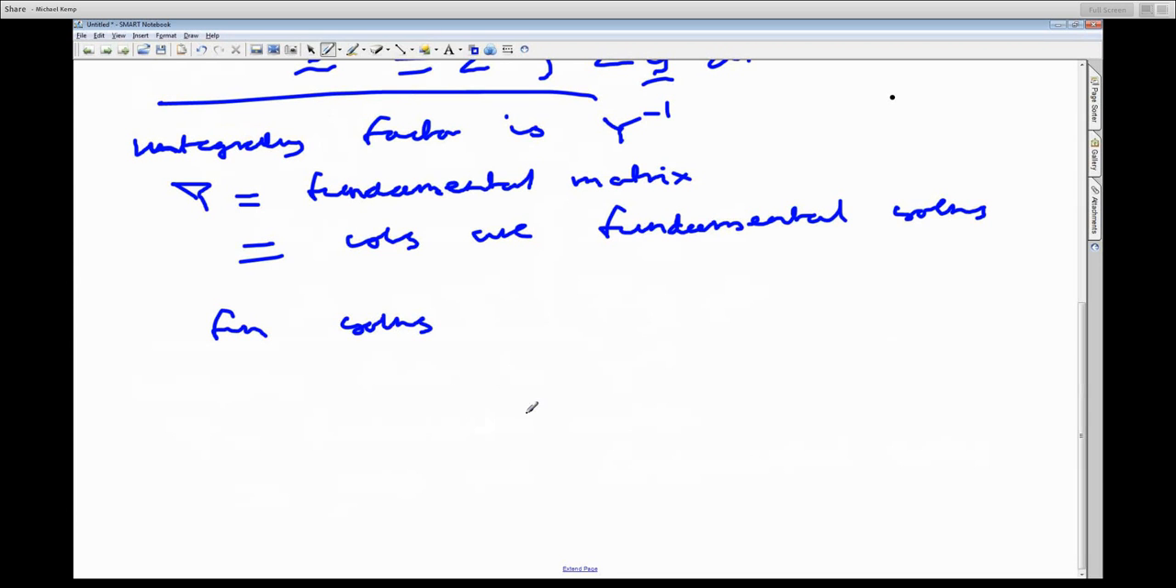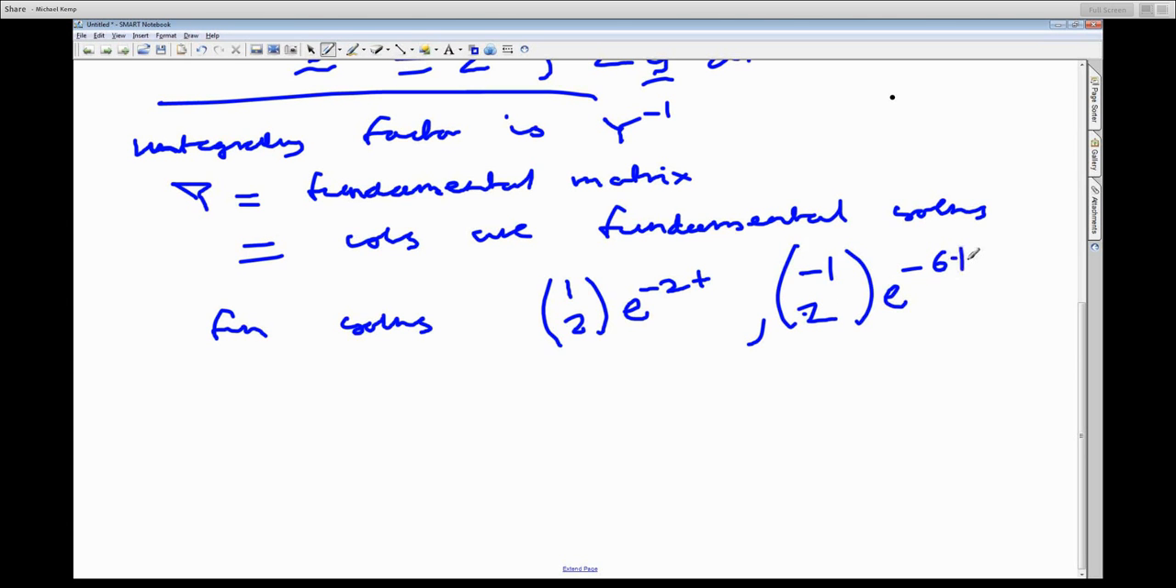So you still need them. The fundamental solutions in this case were (1, 2) e to the minus 2t, and (1, minus 1, 2) e to the minus 6t. Now, you can write the fundamental solutions in different ways. You could write the negative of the second one, for example, and that would give you another fundamental solution. So the fundamental matrix is not uniquely defined. It doesn't matter. It still works out in the long run anyhow. So you have a little bit of choice in the integrating factor.